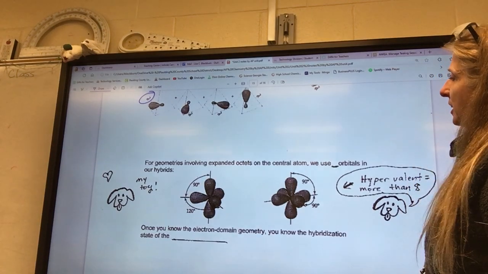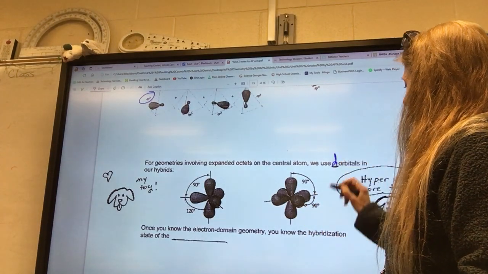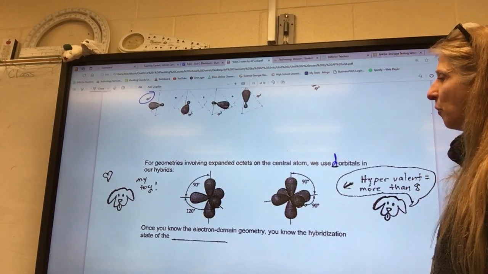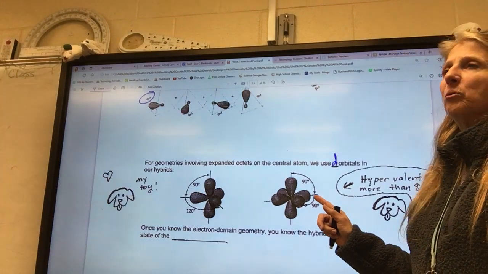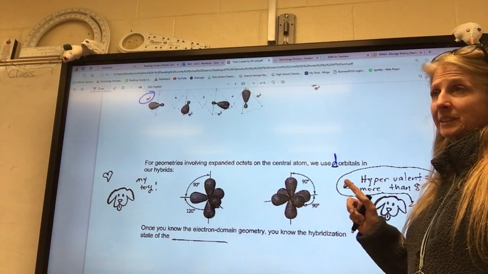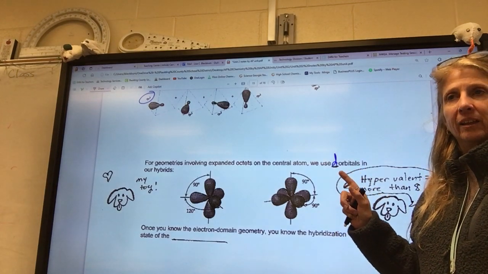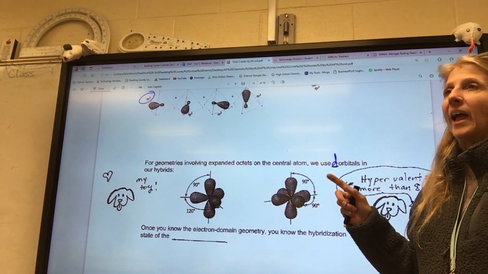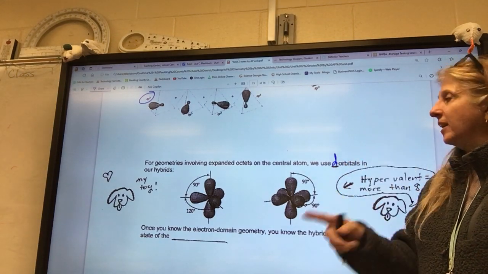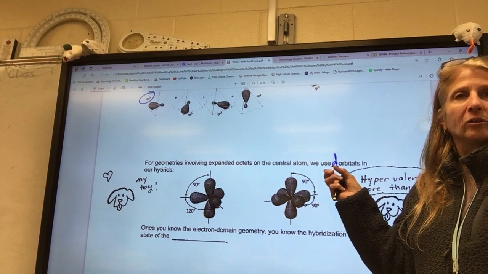Okay. So our geometries involving expanded octets on the central atom. To do that, we used d orbitals in our hybrids. So this goes back to the thing where they were going, how can it be that we have more than 8? It's because they're mixing stuff, and they're opening up orbitals for mixing. That's where they came from. How does that xenon make more than 8? You have more than an octet? It's mixing stuff and opening up orbitals for bonds.